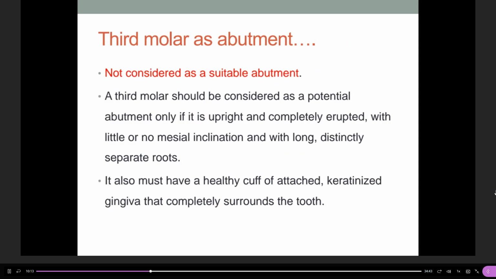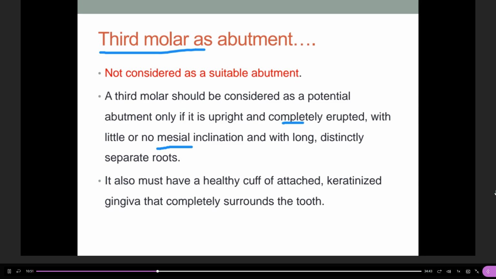Also keep in mind, and keep it as a rule throughout your career, that the third molar should not be considered as an abutment. So if the patient has a missing second molar, it should be replaced by an implant or by a removable prosthesis, and a fixed prosthesis is not possible because the third molar, even if present, is not a suitable abutment. Why is it? Because generally it is not fully erupted, there is always some inclination, and generally the roots are thin, narrow and fused. Also the attached gingiva is very minimal around the third molar.